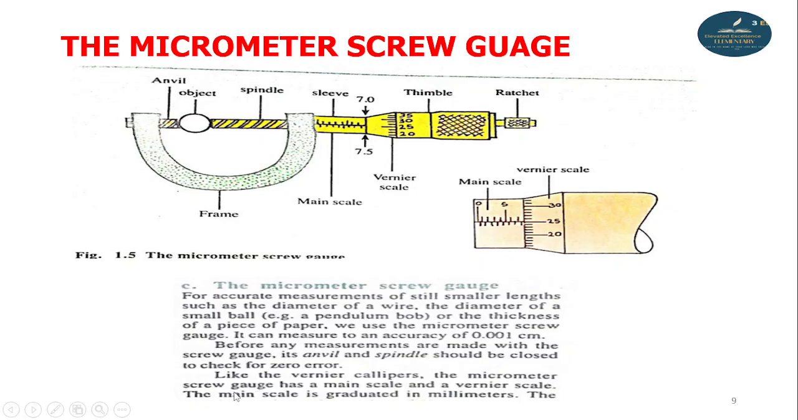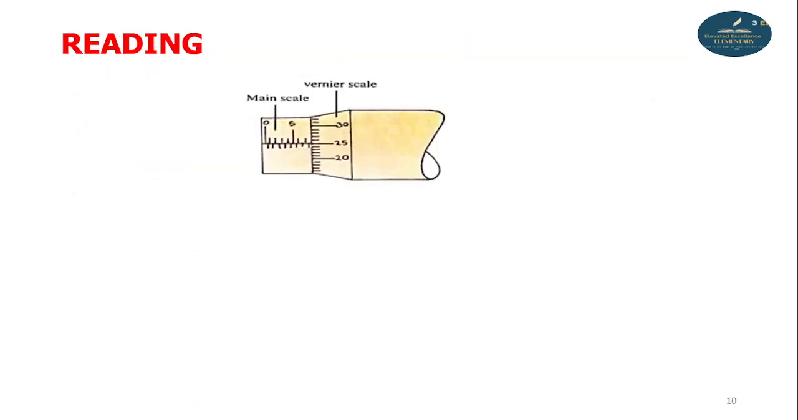Like the vernier calipers, the micrometer screw gauge has a main scale and a vernier scale. Here is the main scale, and this is the vernier scale. The main scale here is graduated in millimeters. So that's it. Now let's take a look at the reading.